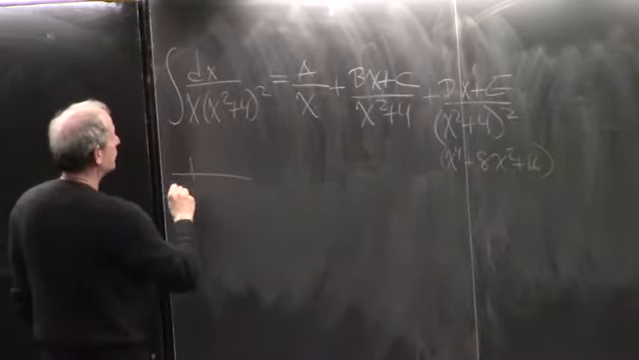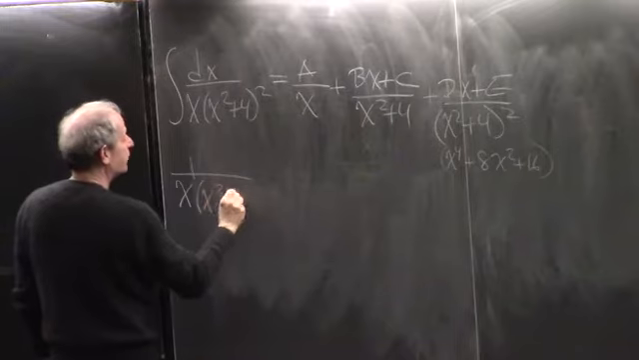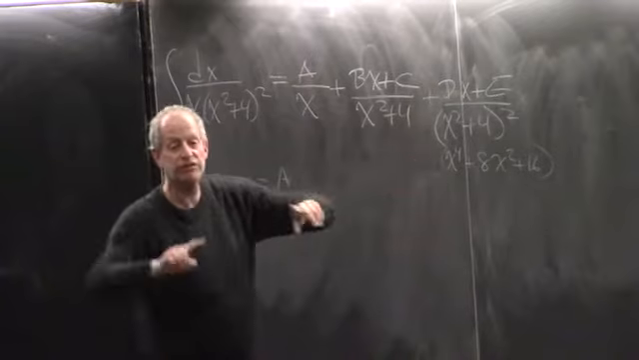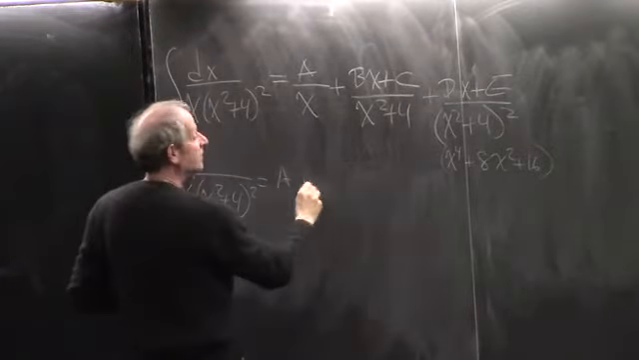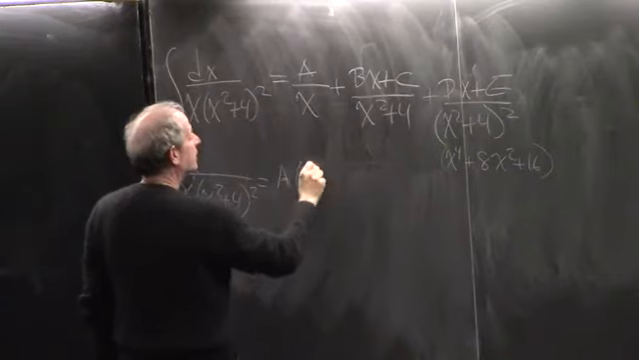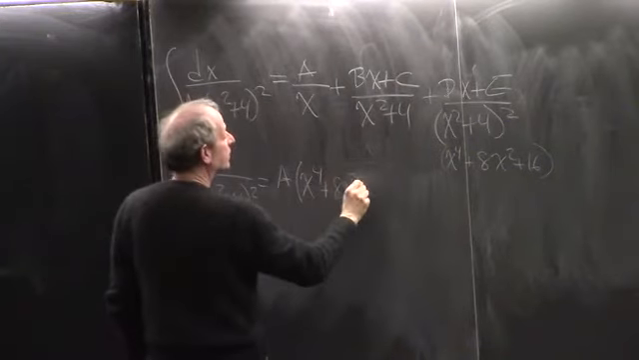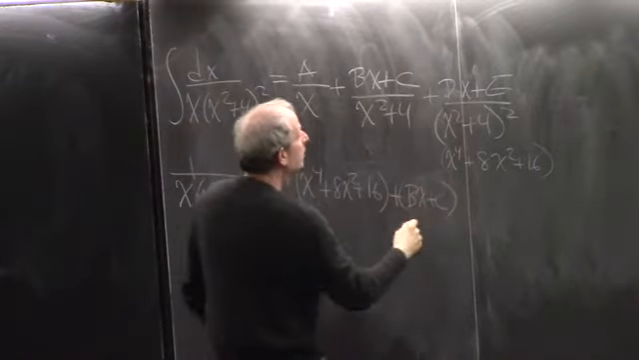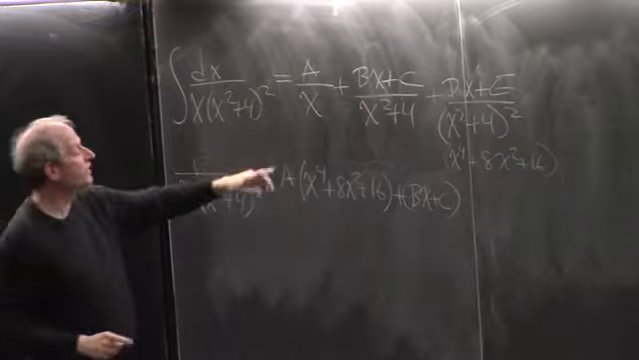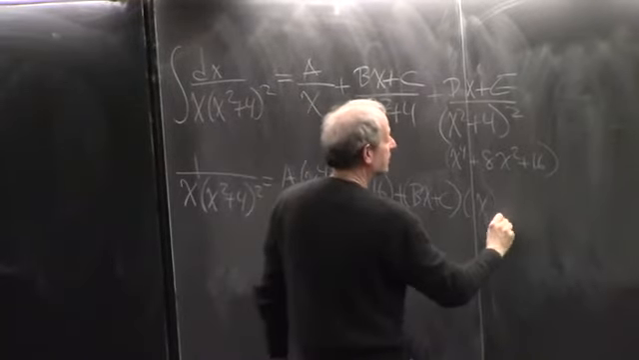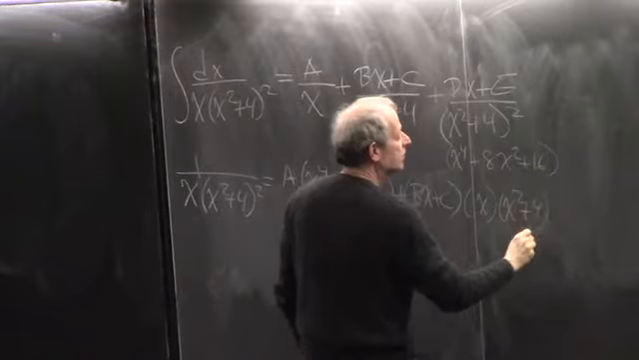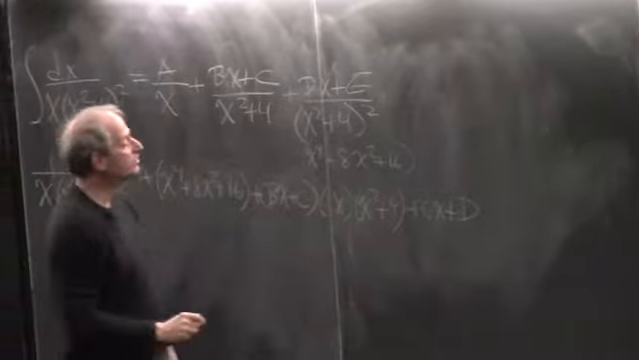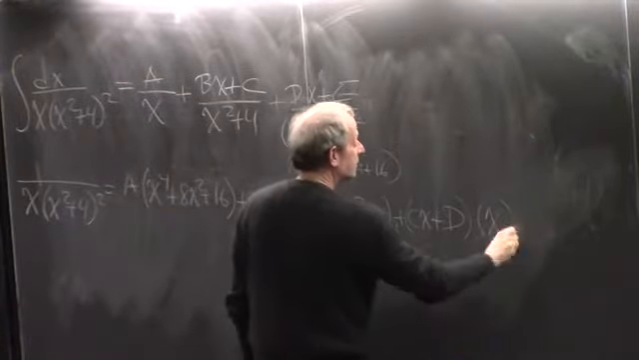So this is 1 over X times X squared plus 4 squared. A is going to need to be multiplied by X squared plus 4 squared, so A is going to get multiplied by this, X to the 4th plus 8X squared plus 16. Bx plus C already has an X squared plus 4, so it just needs to get multiplied by X and X squared plus 4. And Dx plus E is already over X squared plus 4 squared, so it only needs to get multiplied by X.